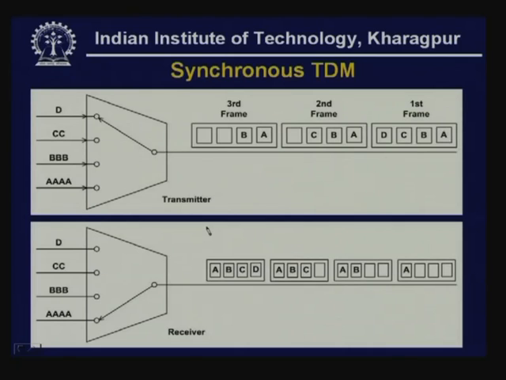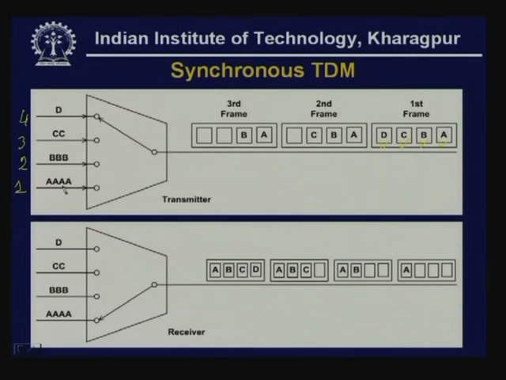Here is an example of synchronous time division multiplexing. Here is the transmitter, and data is coming from 4 sources. Say this is source 1, source 2, source 3, source 4. As you can see, source A has 4 characters to be sent, source B has 3 characters, source C has 2 characters, and source D has only 1 character to be sent. As you do the framing, the first frame has 4 characters coming from 4 different sources. You put A from source A, then B in slot 2, then C from the third source, and D from the fourth source. This is how the first frame is created.